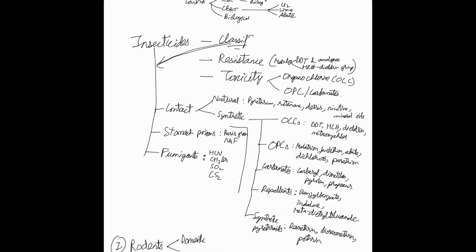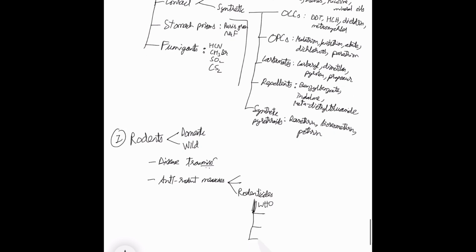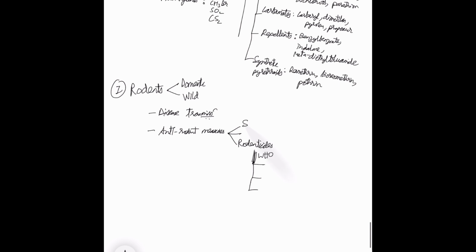Next, we discuss another important pest, that is rodents, which will be domestic or wild. We also deal with the diseases they transmit and various anti-rodent measures that can be undertaken, like sanitation measures, trapping, using rodenticides, fumigation using a cyanogas with a pump, and chemosterilants.